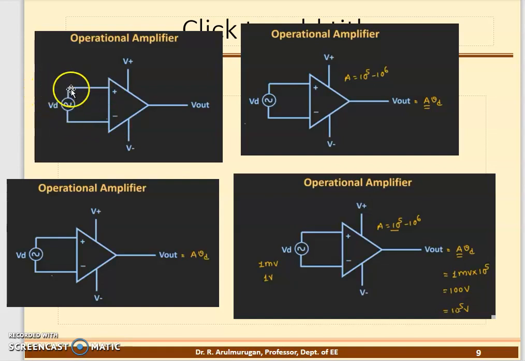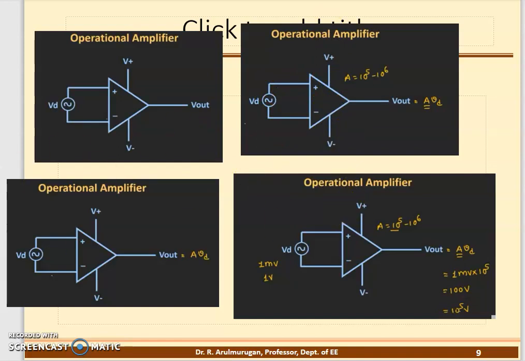So there are two inputs, one here and another here. The difference of the inputs, VD, is multiplied with the gain. The gain is 10 to the power 5 to 10 to the power 6. So VD multiplied by A is equal to the output. Output is equal to VD multiplied by A. What is VD? The difference of the two inputs, multiplied with the gain. That is called an op-amp.